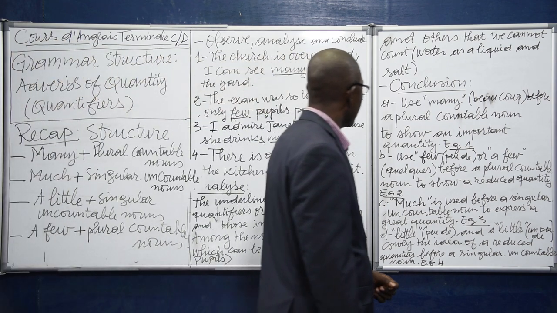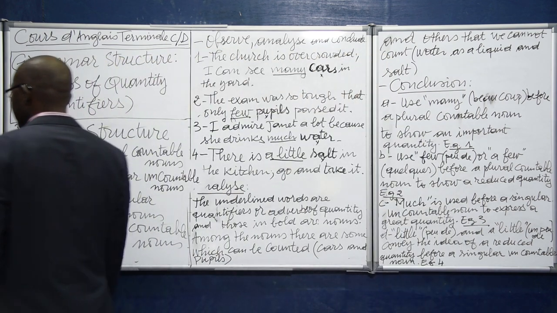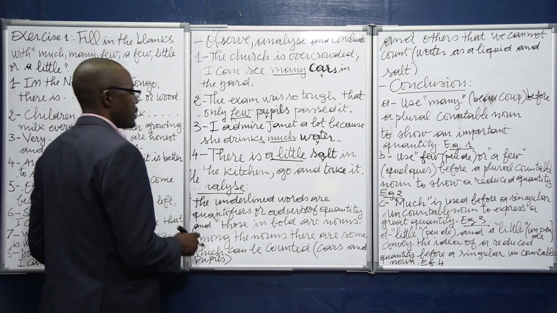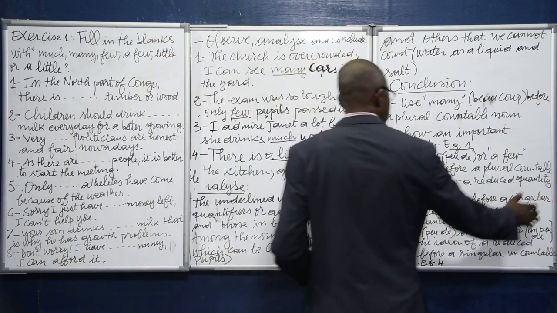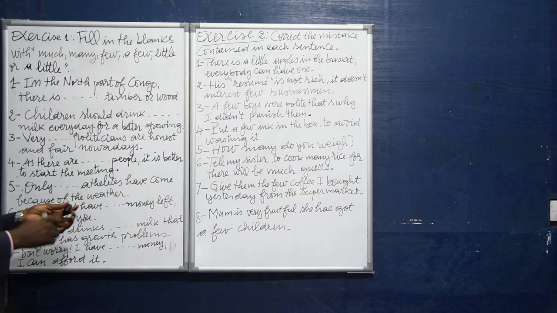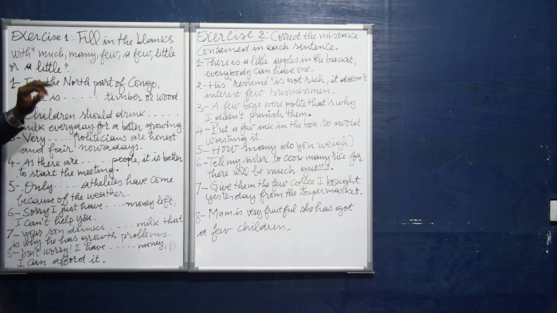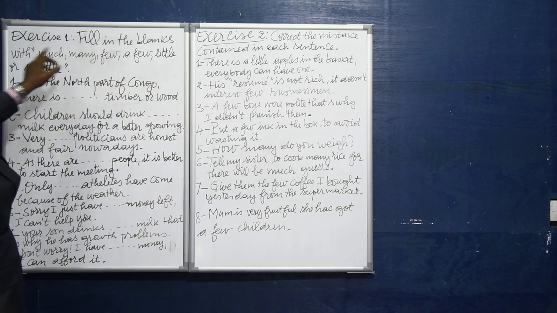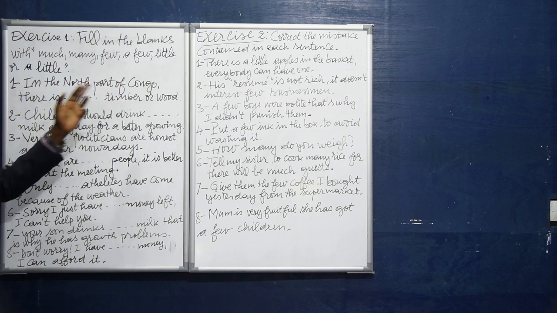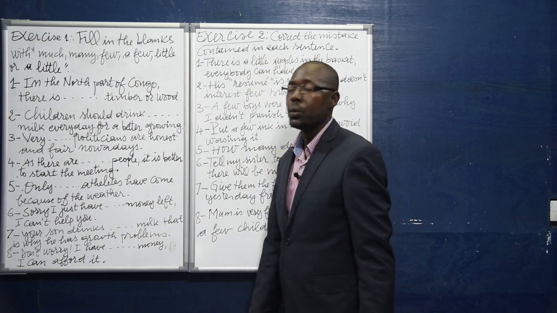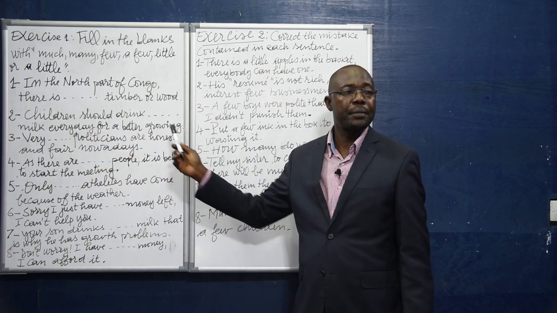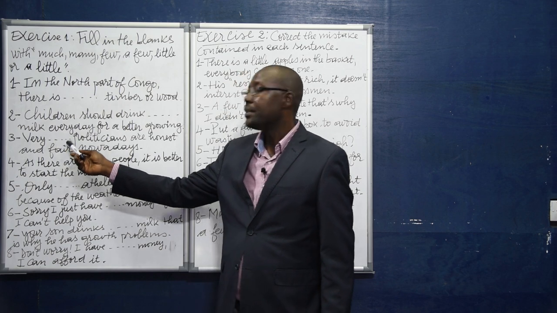So now we are going to see our exercise. The first exercise, it is here. This is the first one, and here we have the second one. In the first exercise, we are going to fill in the blanks with much, many, few, a few, little, or a little. So example one, in the north part of Congo, there is timber or wood. Two, children should drink milk every day for a better growing. Three, it is up to you to give the answer.